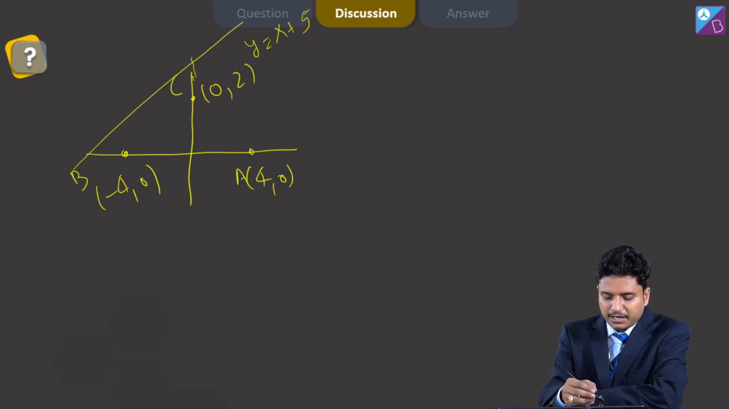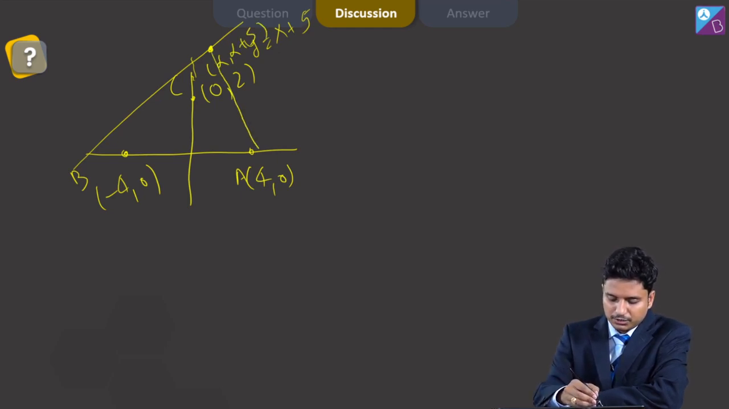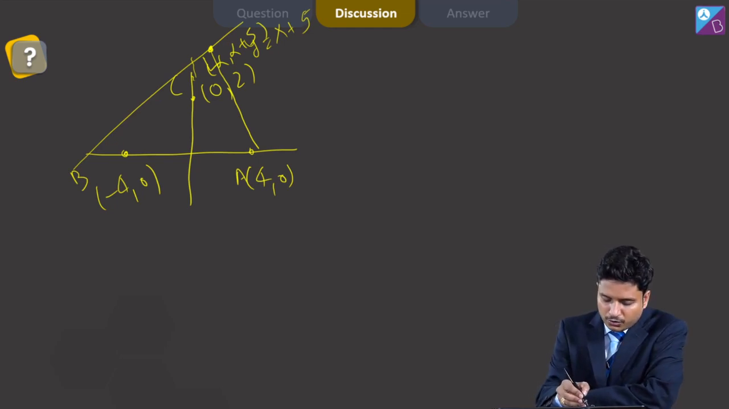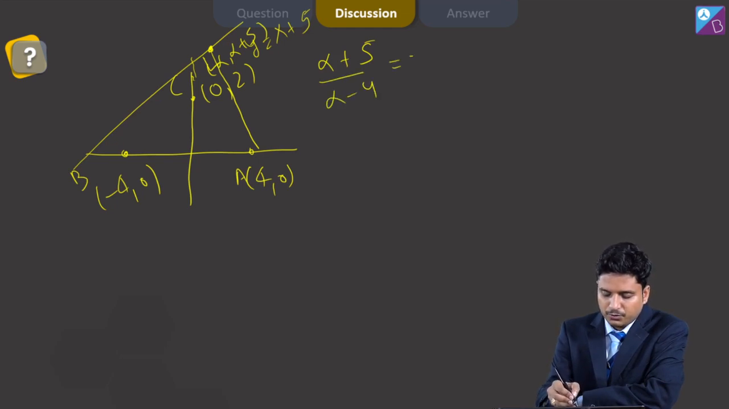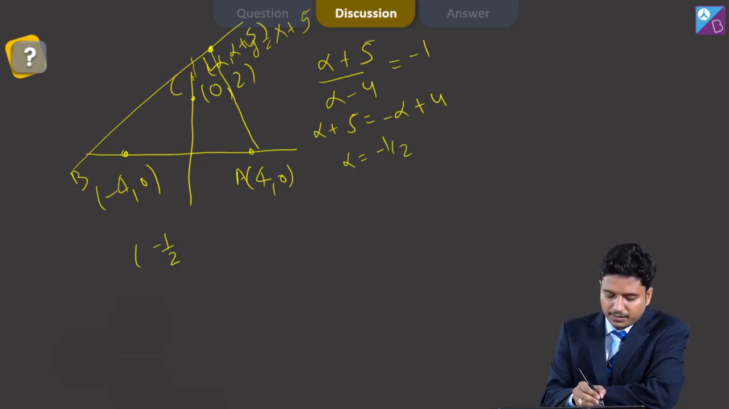Suppose 4 comma 0's mirror image in this, we are considering the foot of perpendicular as alpha comma alpha plus 5. So this should be having its slope as minus 1, because y is equal to x plus 5 has its slope as 1. So this line will have its slope as minus 1. So alpha plus 5 upon alpha minus 4 will be equal to minus 1. So alpha plus 5 is equal to minus alpha plus 4. Alpha is equal to minus half. So the foot of perpendicular will be minus 1 by 2 comma 9 by 2.